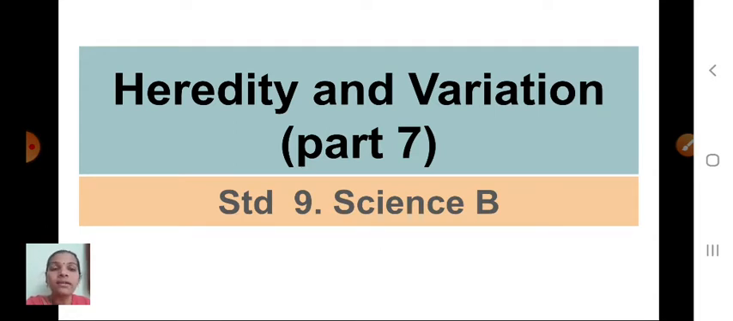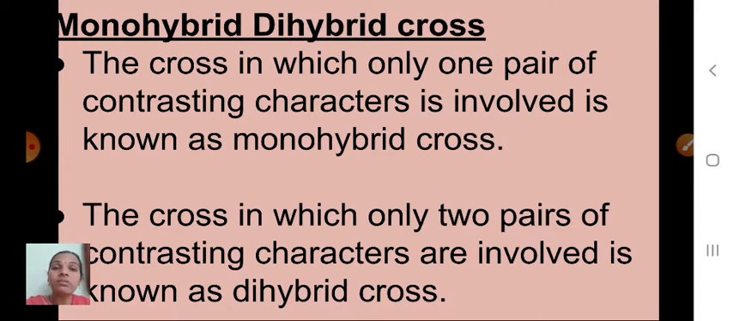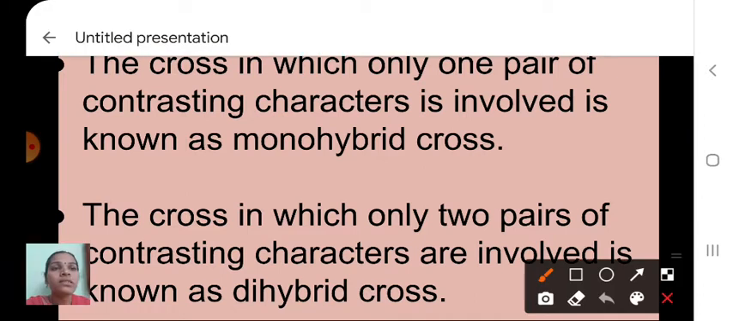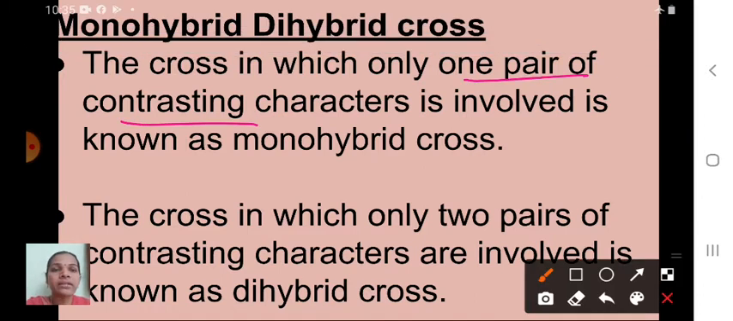Okay, children. See here, first I would like to recall what is meant by monohybrid and what is meant by dihybrid cross. Mono means single, that is the cross in which only one pair of contrasting characters is involved. That cross is called what? Monohybrid cross. Dihybrid means what? Yes, two pairs of contrasting characters. The cross in which two pairs of contrasting characters are involved is known as dihybrid cross.